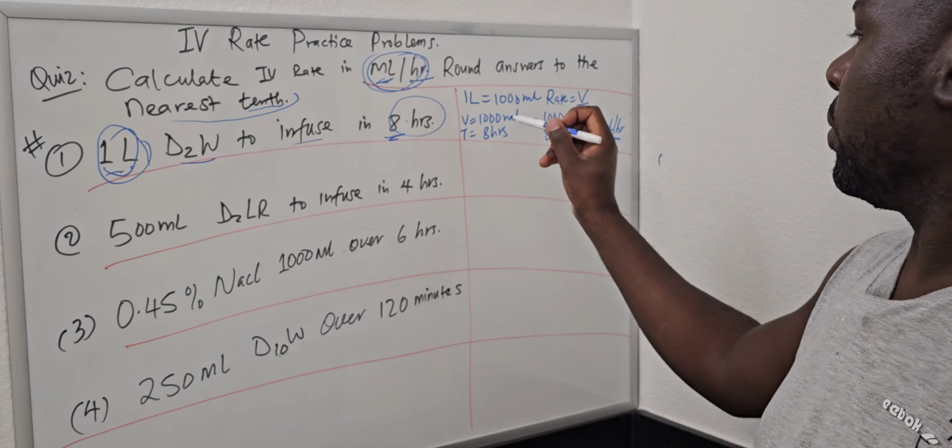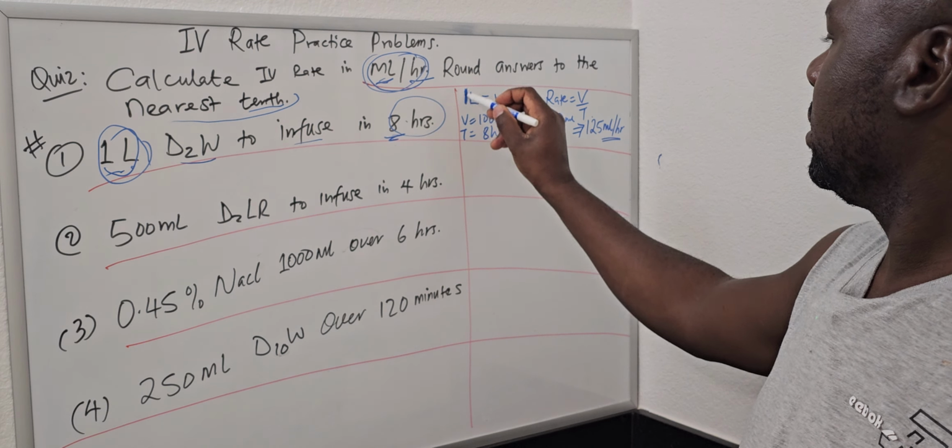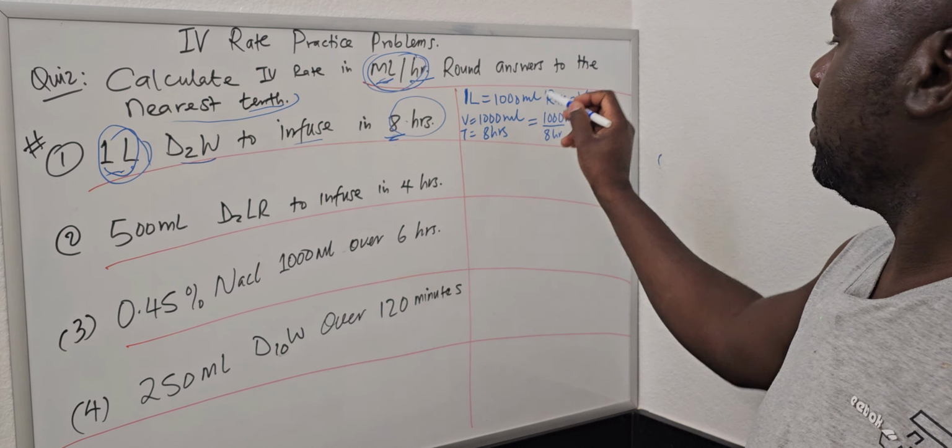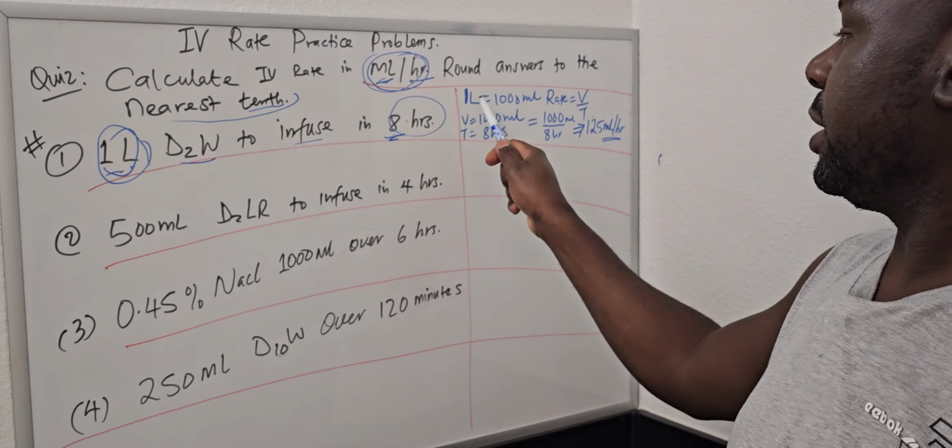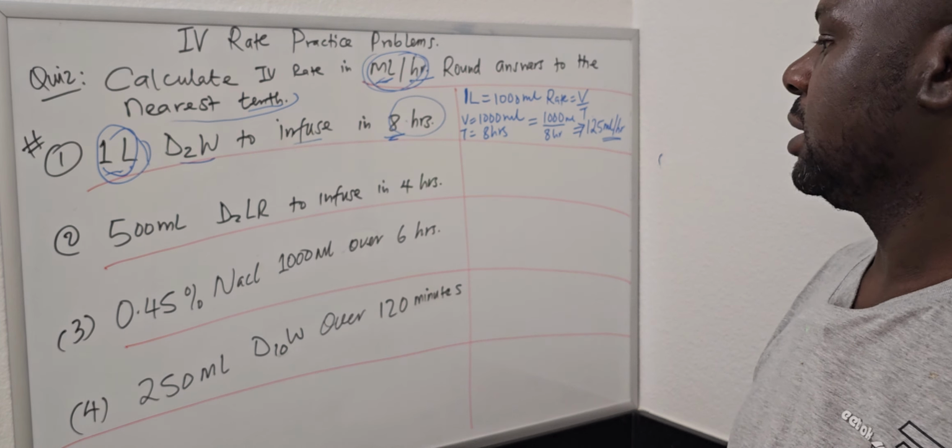There's nothing much to do. All you need to remember is how to change liters into milliliters, and that's the formula: 1 liter is equal to 1,000 milliliters.